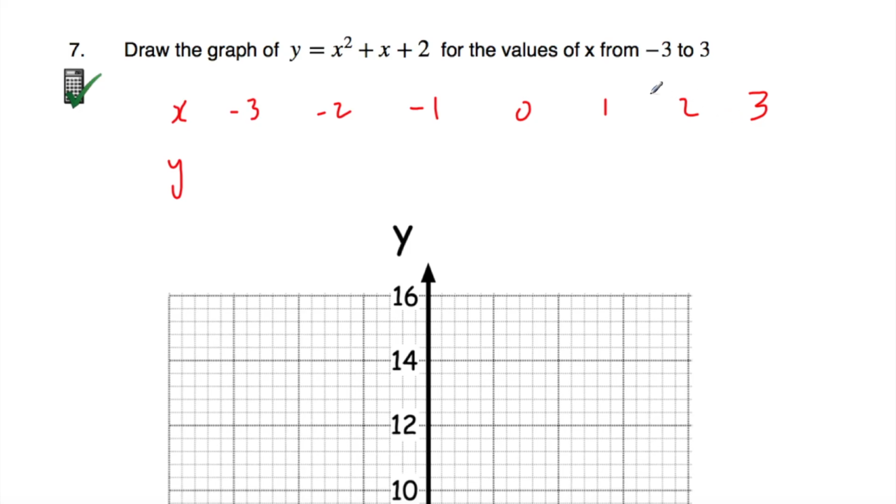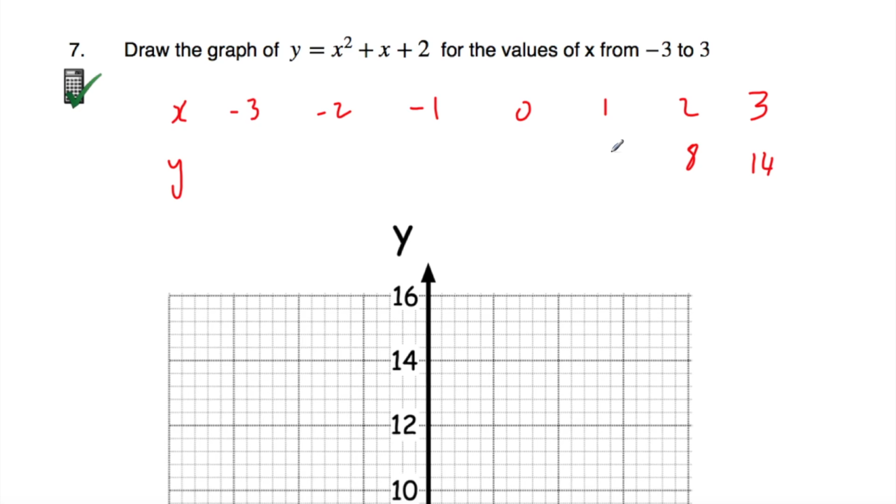So 3 squared plus 3 plus 2, well 3 squared is 9, plus 3 is equal to 12, plus 2 is equal to 14. Or again, you can just type it into your calculator. So that's the coordinates of our first point, 3, 14.